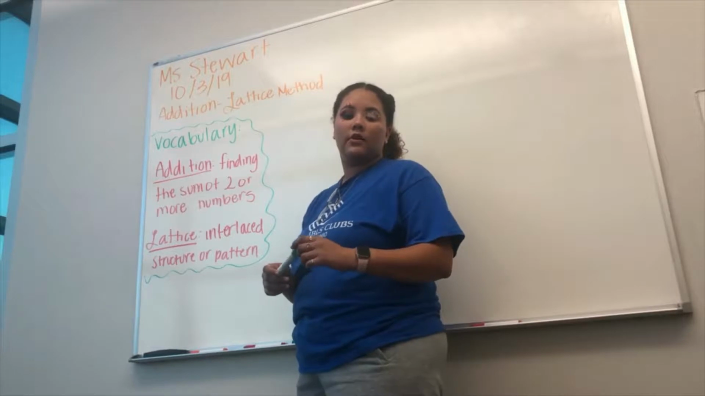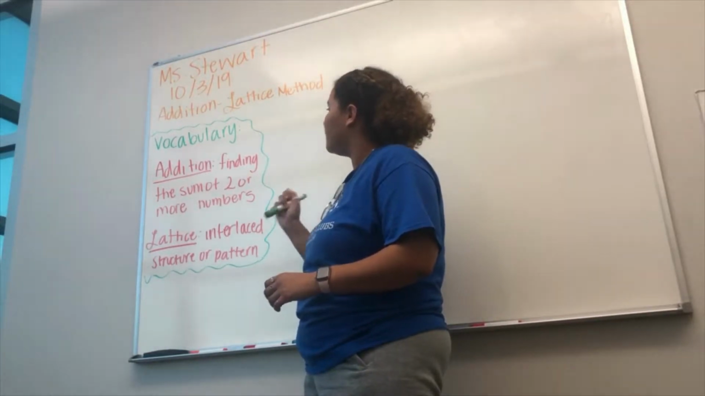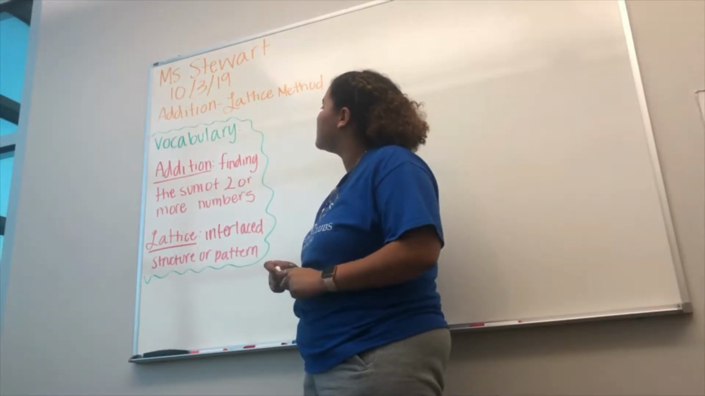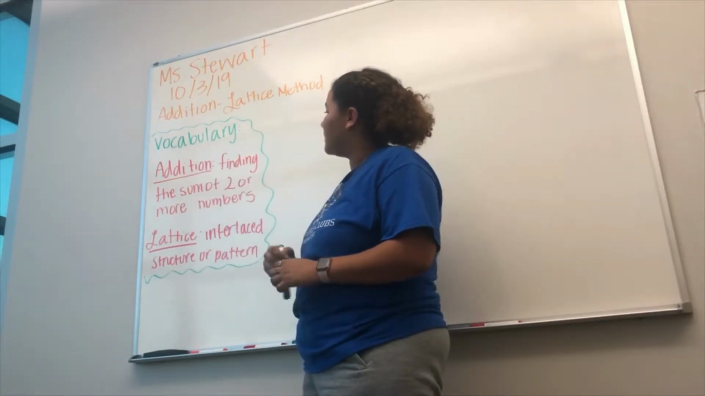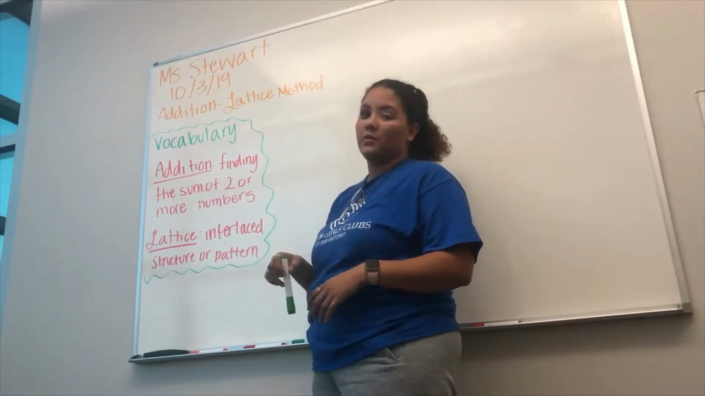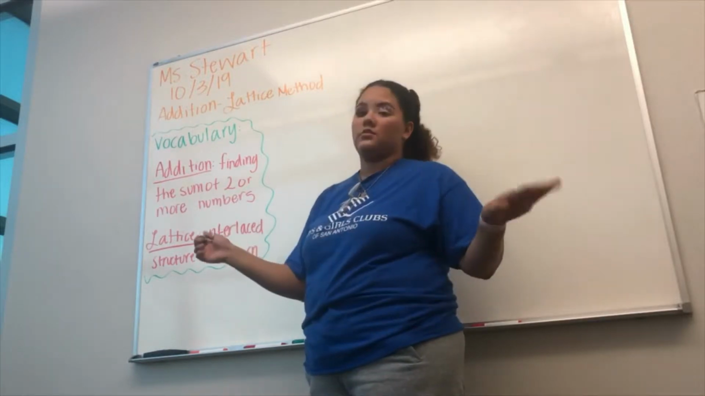So first we have some vocabulary words, and you can write these down in your journal on a new page with this on the top. Our two words today are addition, which is finding the sum of two or more numbers, and lattice, which is an interlaced structure or pattern.